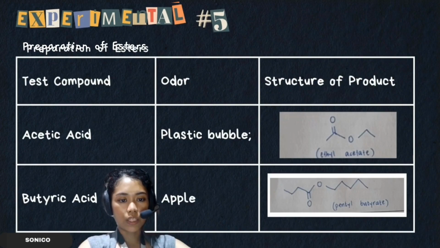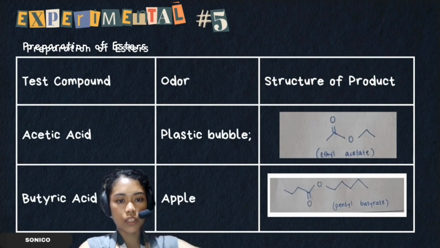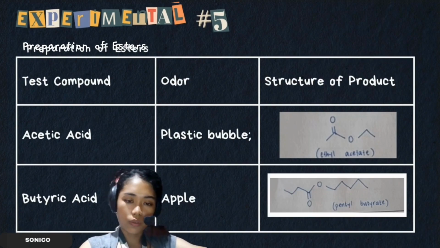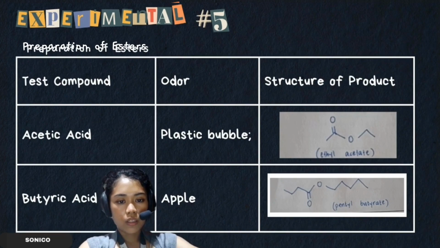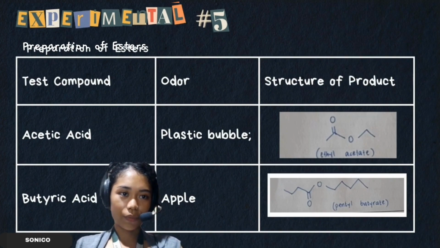When an acid reacts with an alcohol, it undergoes a process known as esterification, where an ester and water are formed. This reaction is typically catalyzed by an acid such as sulfuric acid in this experiment. The general chemical equation for esterification is acid plus alcohol will result in ester plus water. So each acid-alcohol combination in this experiment leads to the formation of a specific ester, which is responsible for the characteristic odor observed. The first acid-alcohol combination that we have is acetic acid and ethanol.